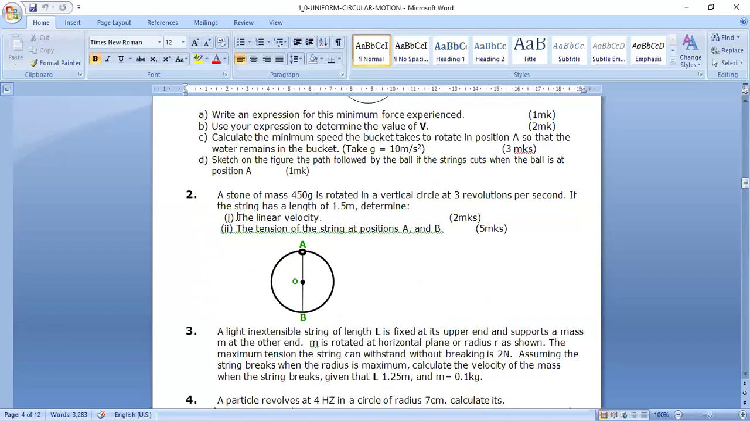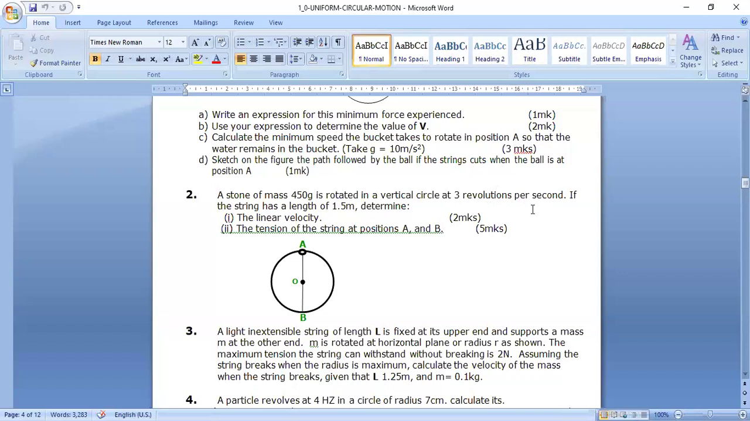A stone of mass 450 grams is rotated in a vertical circle at 3 revolutions per second. If the string has a length of 1.5 meters, determine the linear velocity. So here we are supposed to look at linear velocity, and we know that omega, which is angular velocity, omega equals to v over r. Therefore, v is omega r, and omega is 2 pi f. We have f, 3 revolutions per second is the same as frequency. So 2 times pi times 3 gives us omega, multiplied by radius 1.5.